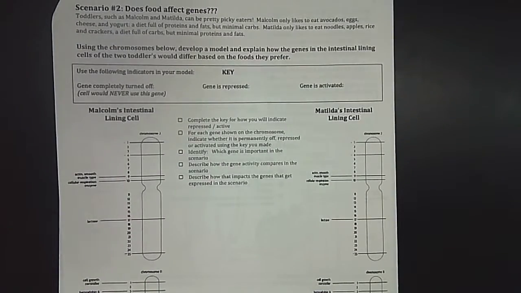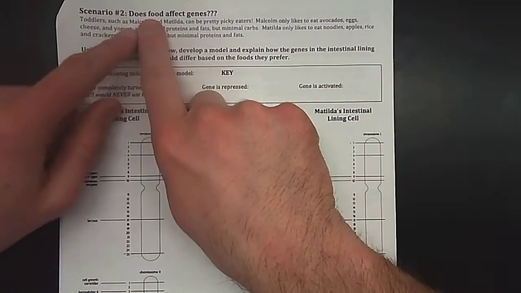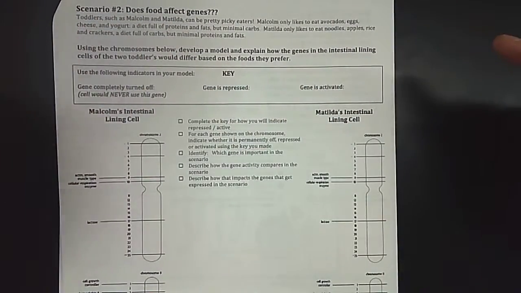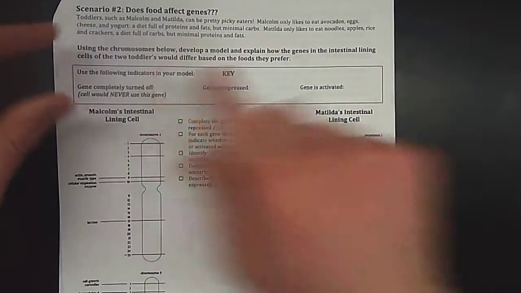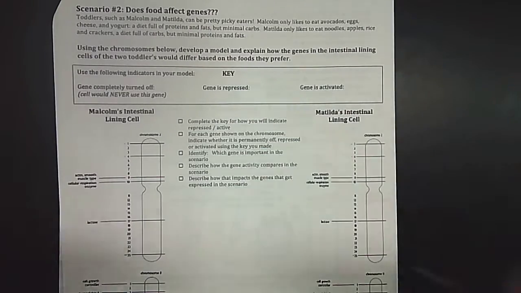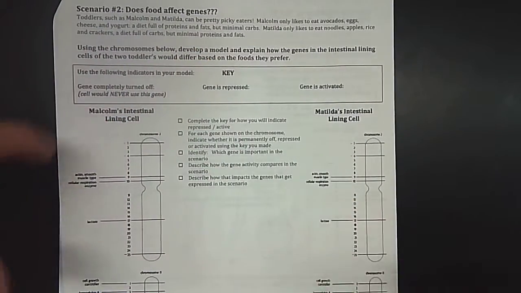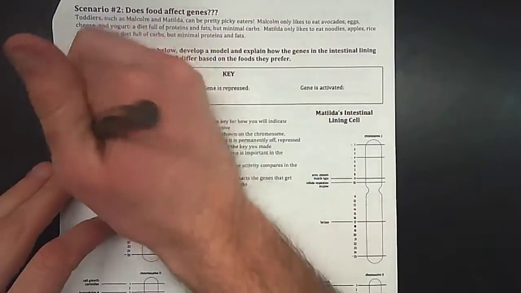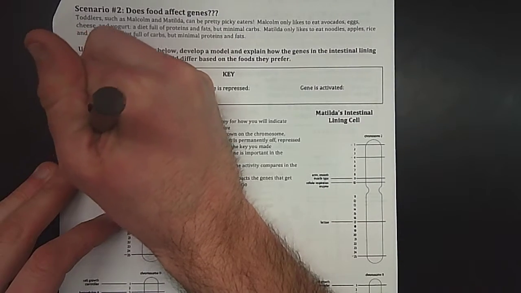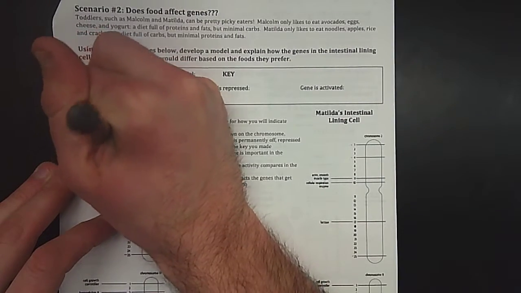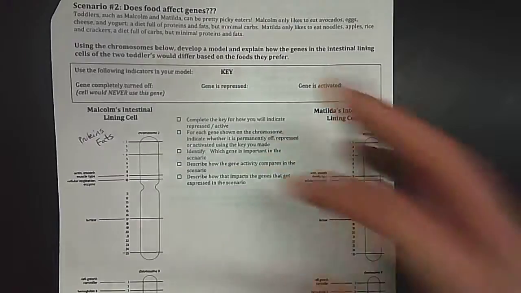All right, in this video, I'm going to be going over scenario 2 for some of these gene expression problems, titled, Does Food Affect Genes? So the scenario is toddlers such as Malcolm and Matilda can be pretty picky eaters. Malcolm only eats avocados, eggs, cheese, and yogurt, a diet full of proteins and fats. So right away, I'm just going to write for Malcolm, he's eating a diet full of proteins, full of fats, just so I have that down.